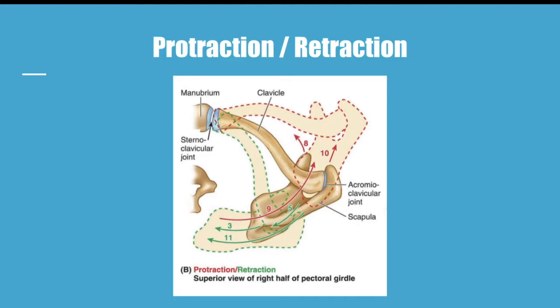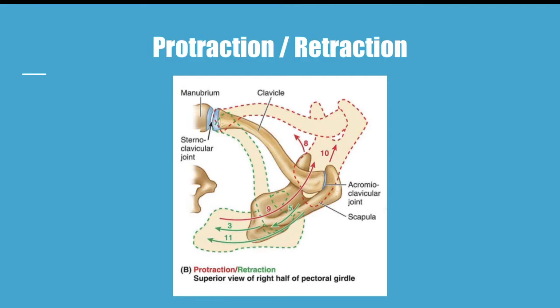Protraction and retraction can be seen in this image, and this image does a very good job of showing both of the movements because it shows the sternoclavicular joint, and beneath the sternoclavicular joint it shows the vertebra, which are both very important components for understanding this movement. The sternoclavicular joint enables the movement, and the vertebra is actually in the definition of both protraction and retraction.